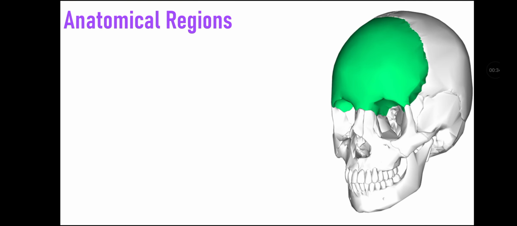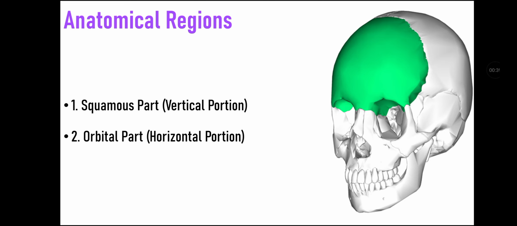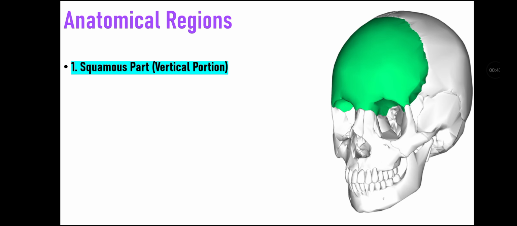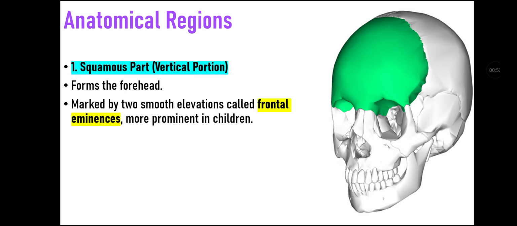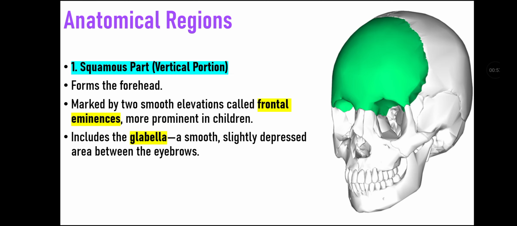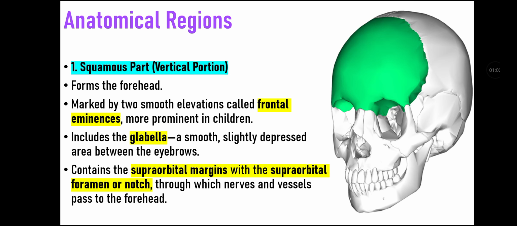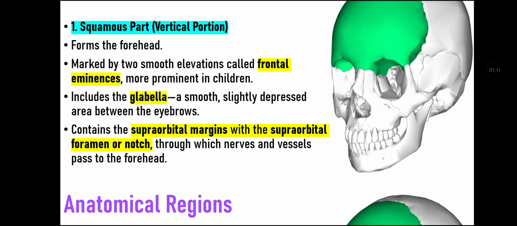Now let's talk about the anatomical regions of the frontal bone. It has the squamous part, that is the vertical portion, the orbital part, that is the horizontal portion, and the nasal part. So let's talk about these anatomical regions one by one. First, we have the squamous part or vertical portion of the frontal bone. It forms the forehead. It is marked by two smooth elevations called the frontal eminences, which are more prominent in children. It includes the glabella, that is a smooth, slightly depressed area between the eyebrows. It contains the supraorbital margin with the supraorbital foramen or notch, through which nerves and vessels pass to the forehead.